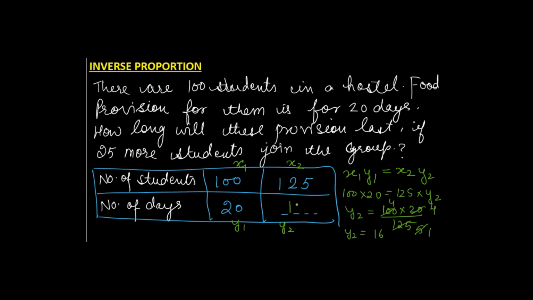So this means that when 25 more students join the hostel, the food provision will last for 16 days instead of 20 days. So when the number of students is increasing, the number of days for which the provision lasts will decrease, and hence these two are in inverse proportion. Okay, so this is all about inverse proportion. I hope this much is clear to everyone.